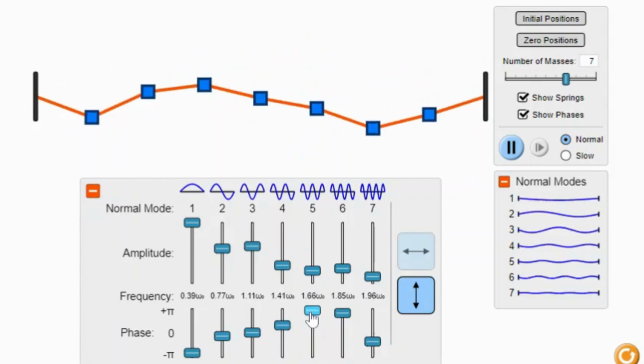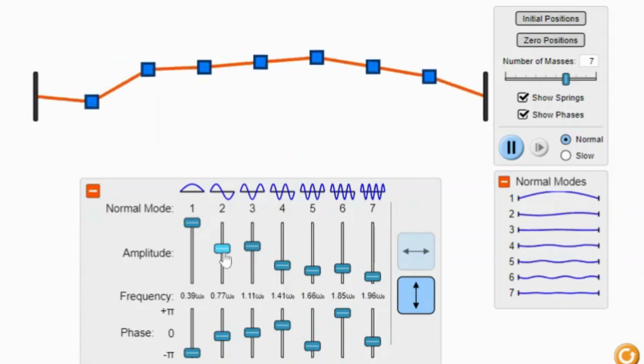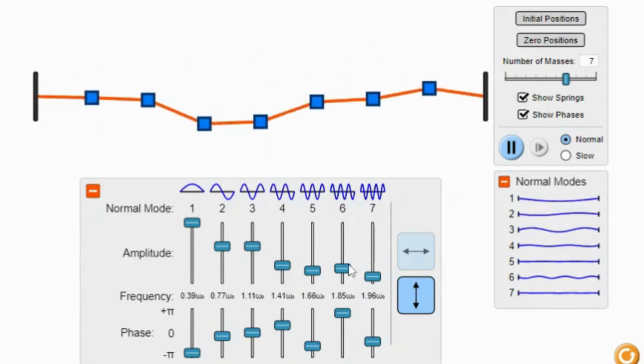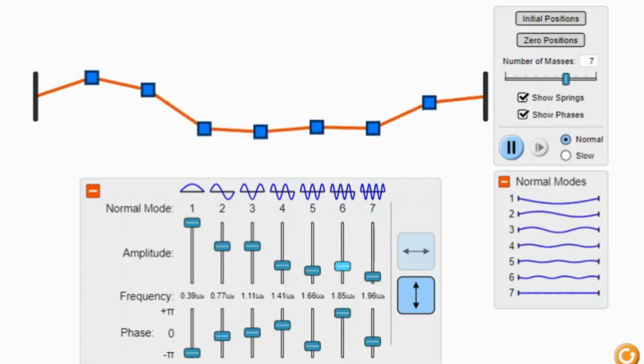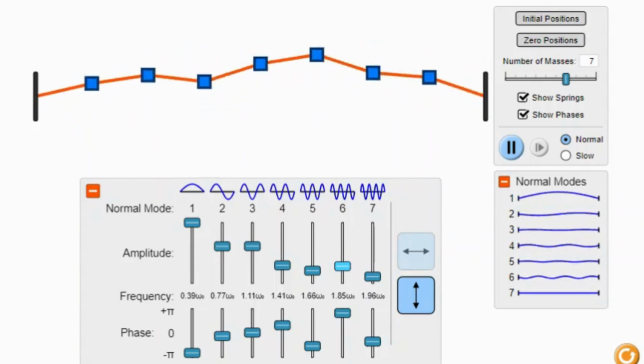Normal modes are characterized by their unique frequencies, which arise from the system's physical properties and boundary conditions. The frequency of a normal mode is determined by the system's natural resonance, which depends on factors such as the mass distribution, stiffness, and the way the system is constrained.